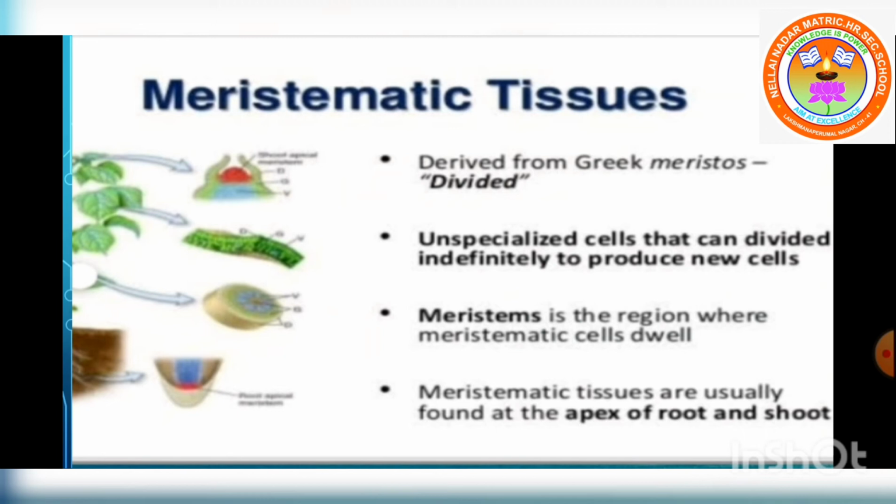Meristematic tissues are usually found at the apex of root and shoot. Meristematic tissues are divided into many types based on different criteria. Based on the location, meristematic tissues are of three different types: apical meristem, intercalary meristem, lateral meristem. So, what is a meristematic tissue? Group of identical cells which are in a continuous state of division. So, this is only known as meristematic tissue.